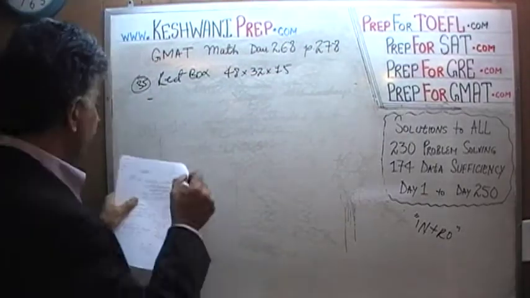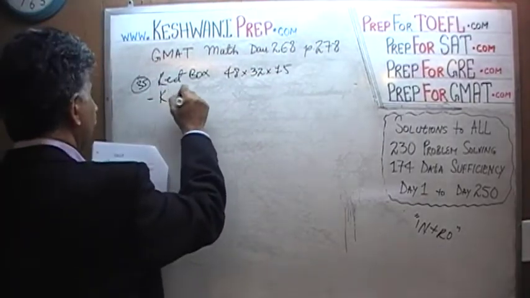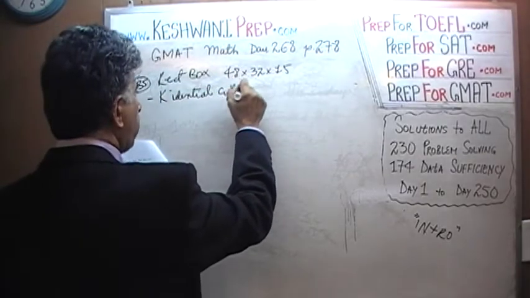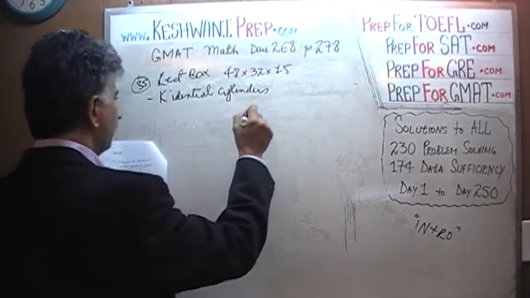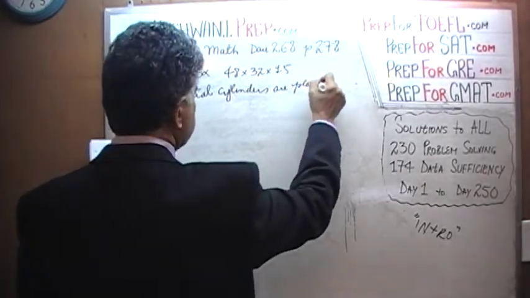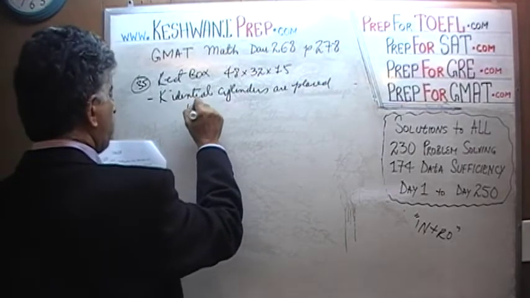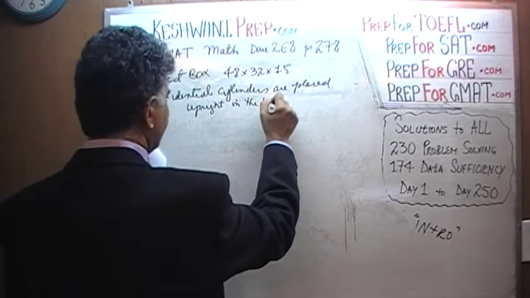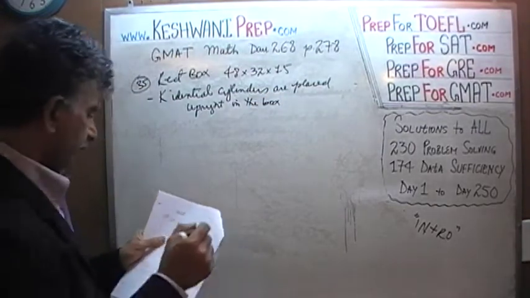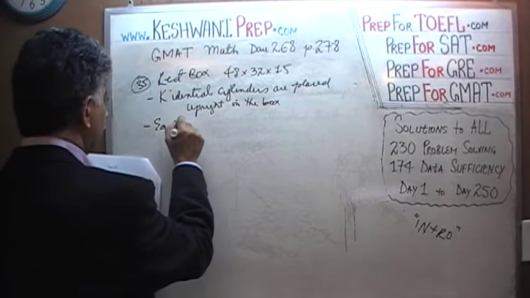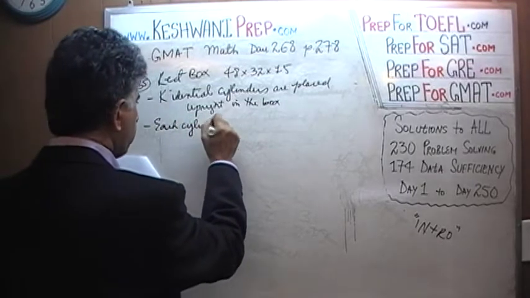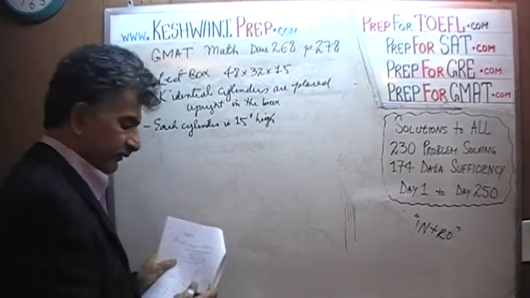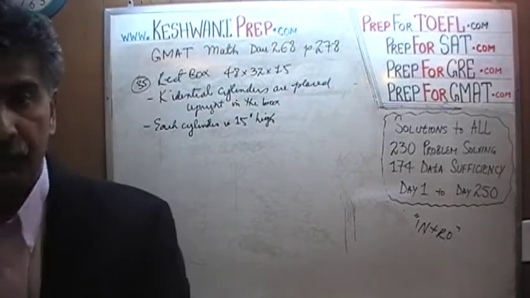Inside that box, we are going to put K identical cylinders. K identical cylinders are placed upright in the box. The cylinders are to be placed upright. Each cylinder, we are told, is 15 inches high, which makes our life very easy because now we know the configuration of it.